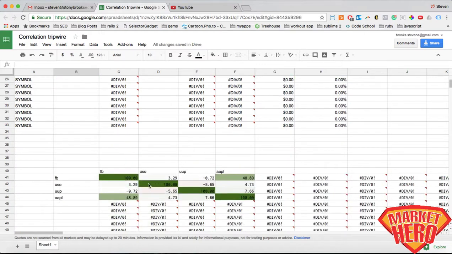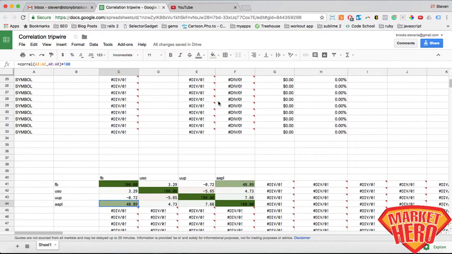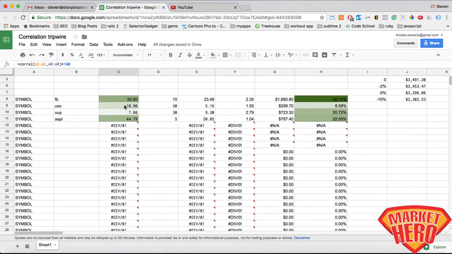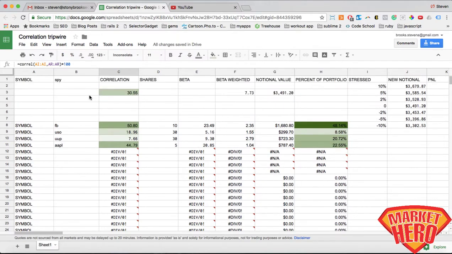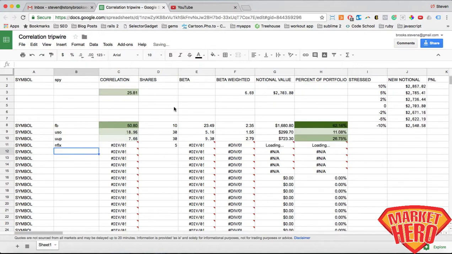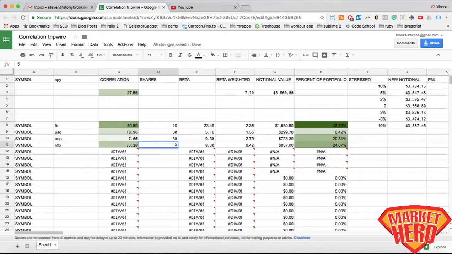So Apple and Facebook only have a 49% correlation. That's not bad. You can go ahead and make trades in those positions. Again, see how we can change the stock, and let's do Netflix here, how everything gets updated in real time. The correlation gets updated. The beta gets updated if we change the price here. Notional value, or percent of portfolio, is obviously now more heavily into Netflix.